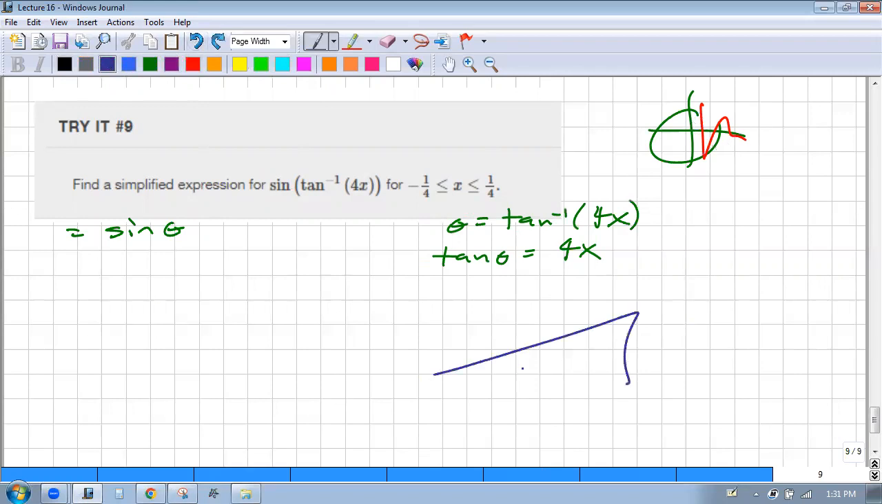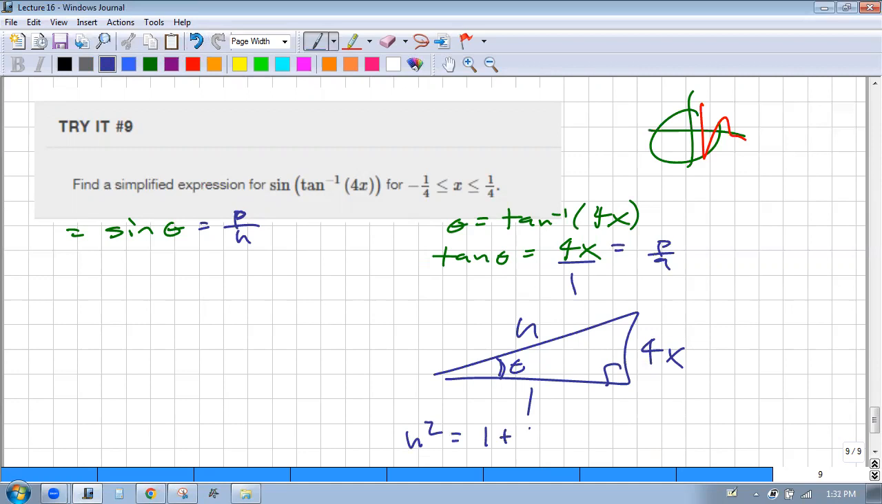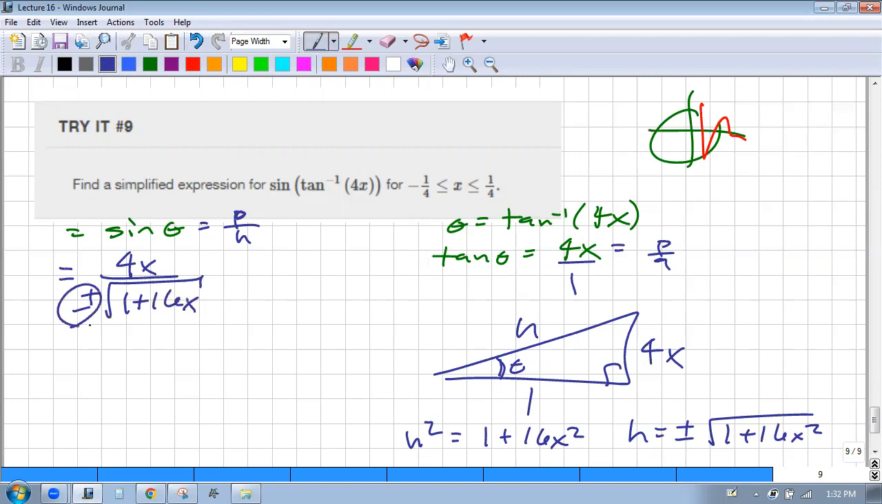So if we do our trick here, here's our angle. Tangent is opposite over adjacent. So I'll just call this 4x and call this 1. We need the hypotenuse because this is opposite over hypotenuse, right? I have the opposite. Okay, hypotenuse squared would be 1 squared plus 4x squared. So that means h is either positive or negative square root of 1 plus 16x squared. So this guy is opposite over hypotenuse. So which one is it?